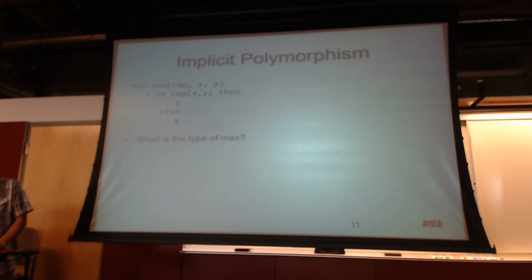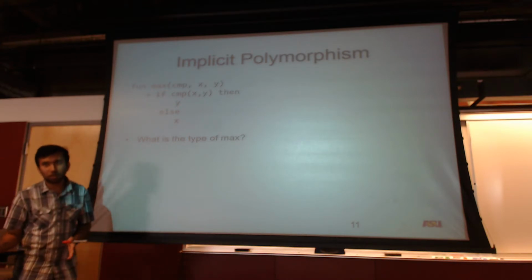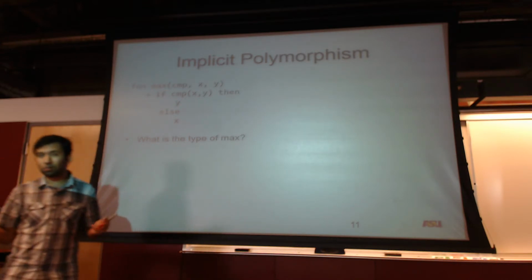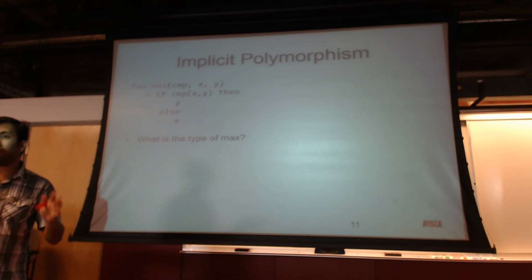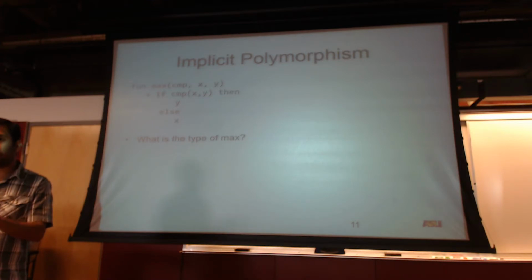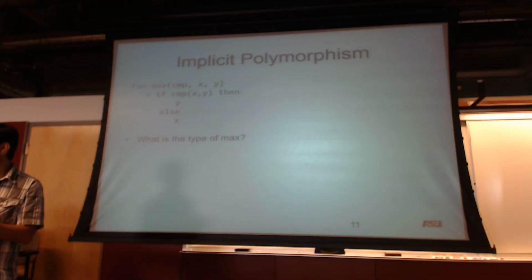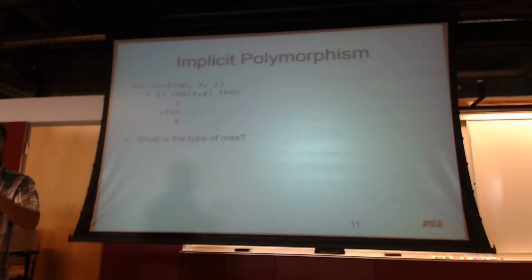What is the most generic type? Wouldn't it have to be T? Yes, x and y can be T, and they have to be the same type because CMP does not take two different types. It can only compare between the same type. So CMP is a function of T comma T. Right? The two arguments have to be of the same type in CMP. So T comma T is a function of T comma T.